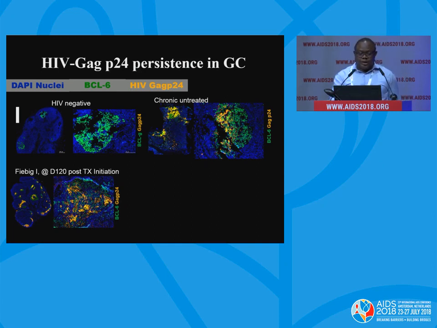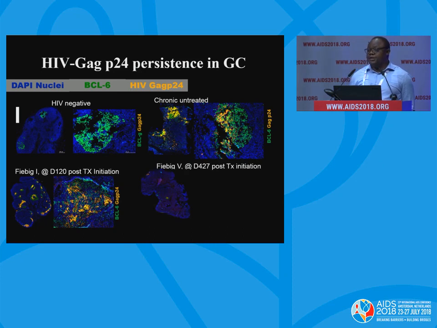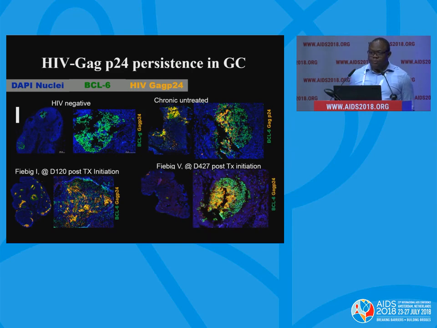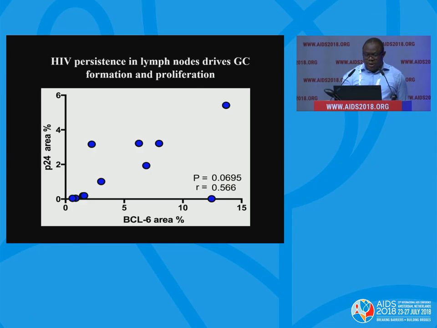What if you wait a little while longer? In this case, somebody was treated in Fiebig stage 5, but we only got a lymph node after 427 days. You can see that there are fewer germinal centers in this tissue, but when you zoom in on that one particular germinal center, again, you can see that HIV is persisting. And we think that these germinal centers are really being driven by HIV.